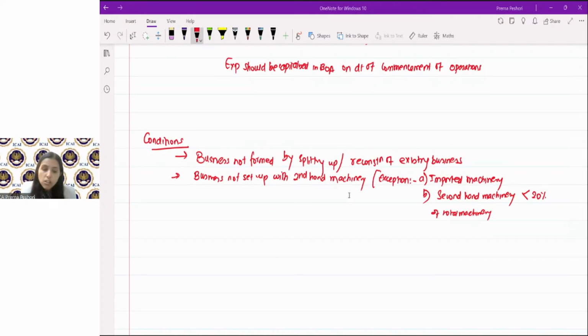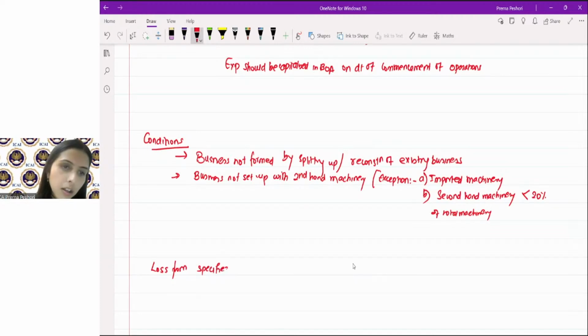So the condition is particularly that it should be a new business. That is why they are giving the deduction to them. It should not be formed by second-hand machinery. Then it doesn't appear to be a new business. But if the second-hand machinery is less than 20% of the total machinery, that is fine. Clear? And if the deduction is allowed under this section, then the deduction cannot be claimed under 80IA, 80IB, all of that. Clear?